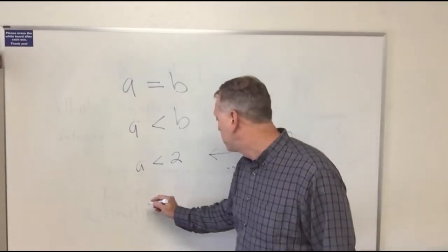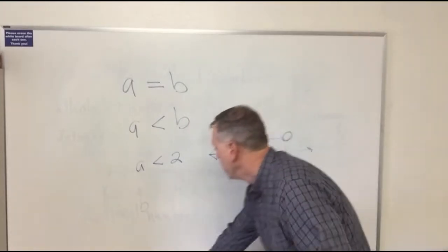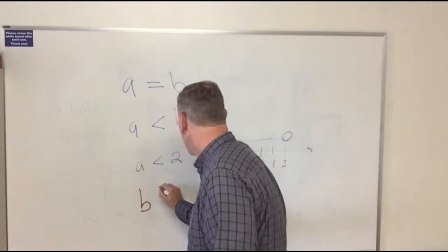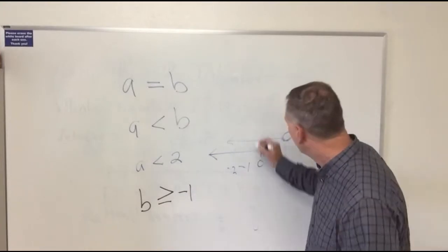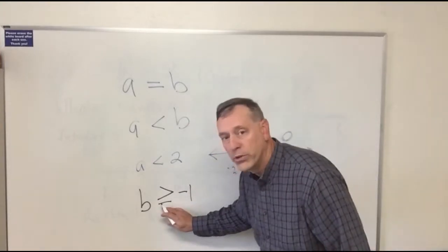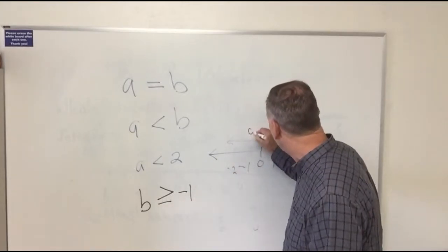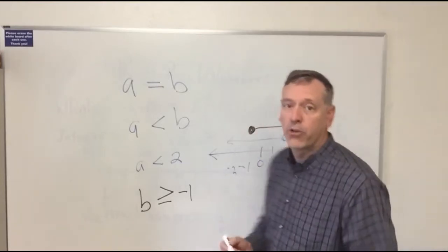Now, if it were different, let's suppose we have B. Let's write a different sentence. I'll use a different color here. Let's suppose we have B greater than or equal to -1. Since it's equal to, included in that mathematical sentence, we would bubble that in, and for greater than -1, the arrow goes to the right.